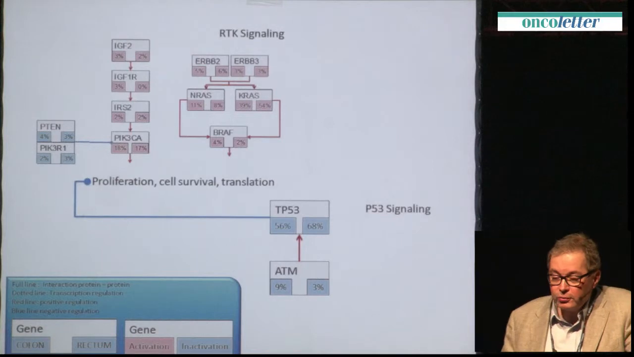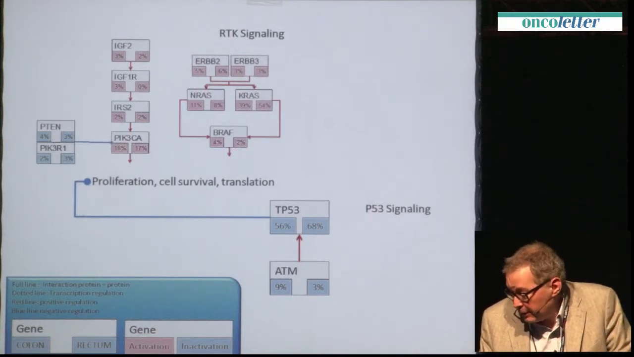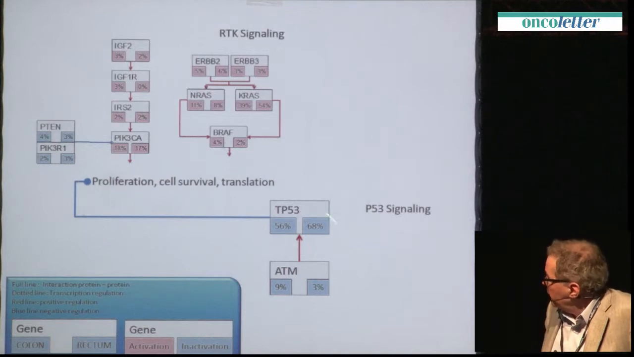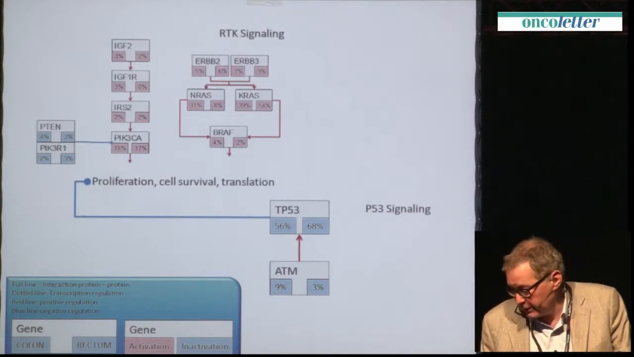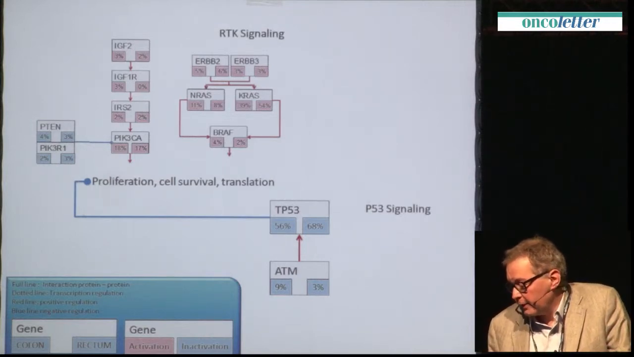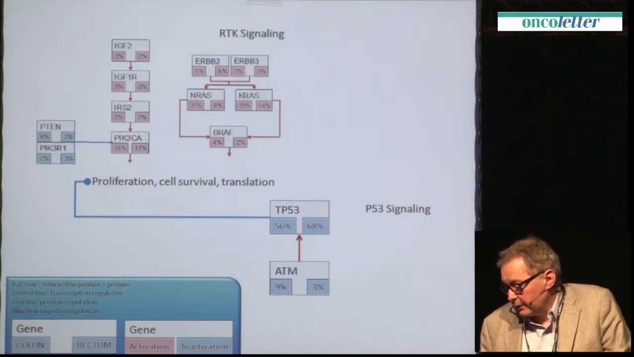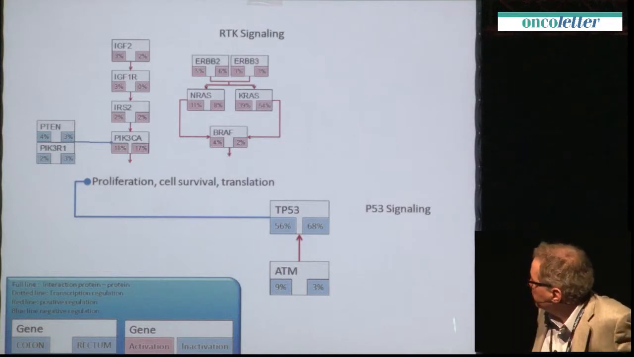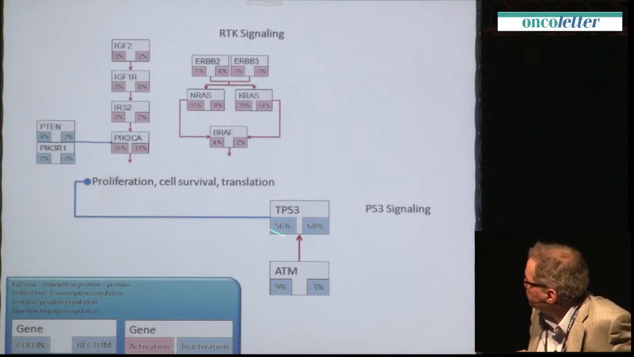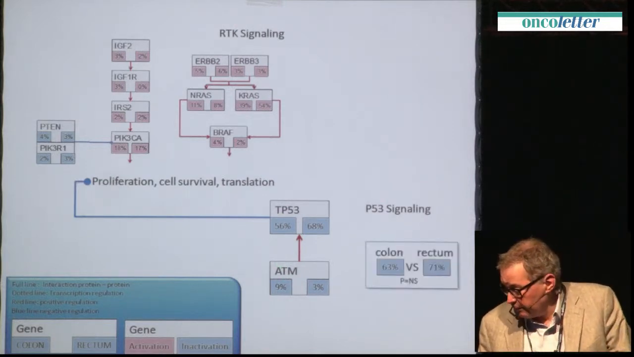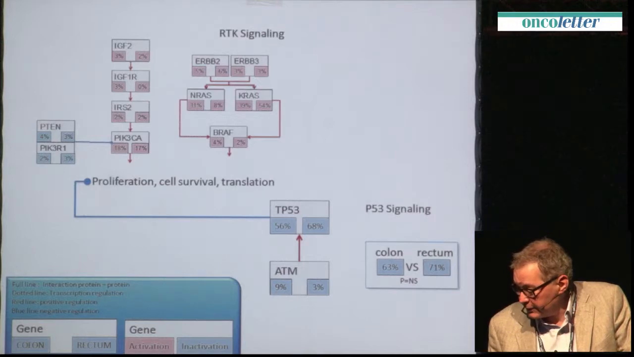Now we can also speak about the P53 pathway, where there are few genes involved. Instead of P53, we can also integrate the ATM gene, and as you can see, there is exactly the same prevalence in terms of mutation.